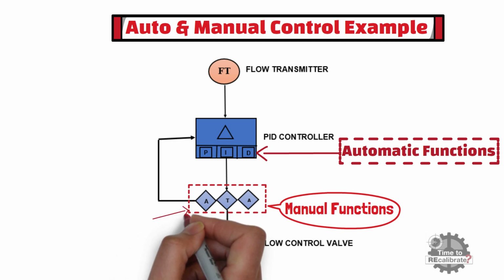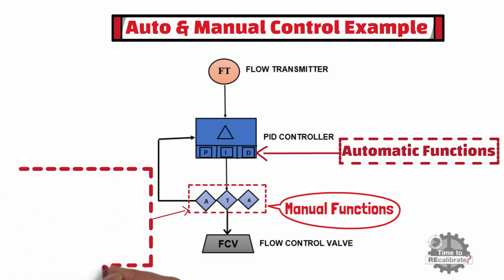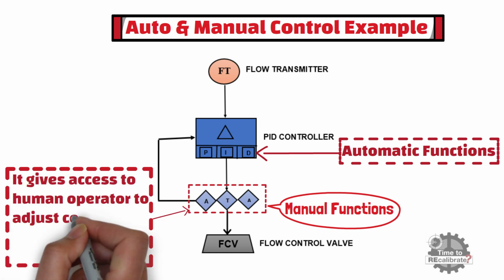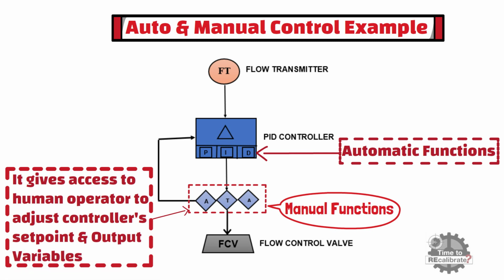In this example, one transfer block T and two manual adjustment blocks A give the human operator access to adjust the controller's set point and output variables. In other words, the operator can manually set the set point of the PID controller. And the PID controller compares the process variable with the set point, and sends a manipulated signal to the final control valve. In conclusion, all these diagrams are all about the algorithms used to make control decisions.